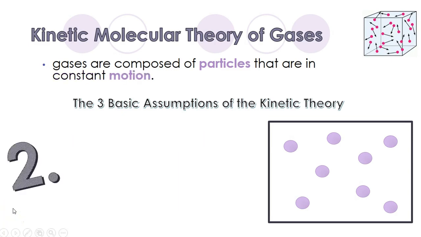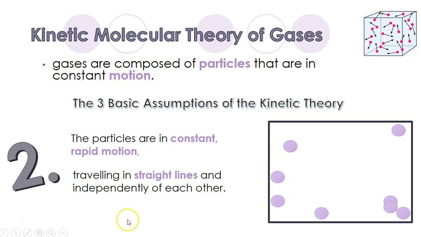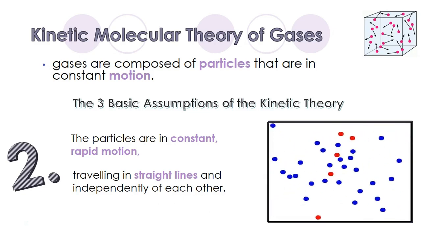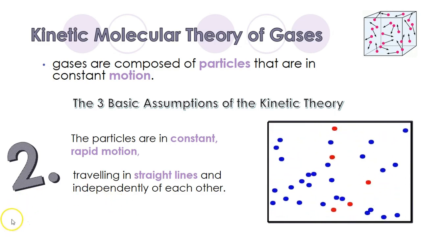The second part of the theory talks about how these particles that are really far apart from each other are in constant, rapid motion. And usually they're traveling in straight lines independent of one another. So one might be moving in one direction, the other one might be moving in a different direction. The main idea is that all of these are in rapid, constant motion. They're just moving all around a given area.